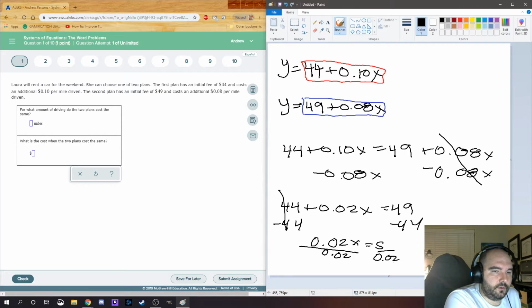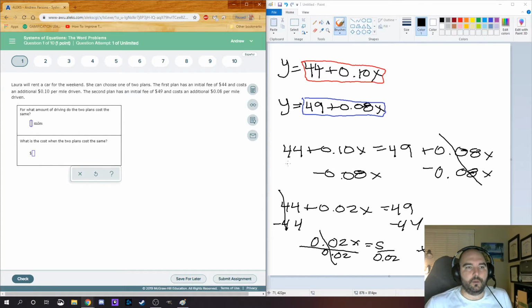And 0.02 goes into 5. I mean, that's probably a job for a calculator, but I get 250 times. So the first answer here is, for what amount of driving do the plans cost the same? Well, that's the whole point of us setting them equal to each other. We wanted to know when they cost the same. What do you plug in to make them the same? 250. Then what will be the cost when they're the same? Now, the stuff I wrote down here won't help you answer that. Sort of. You have to plug it into one of those original ones, basically. Hold on.